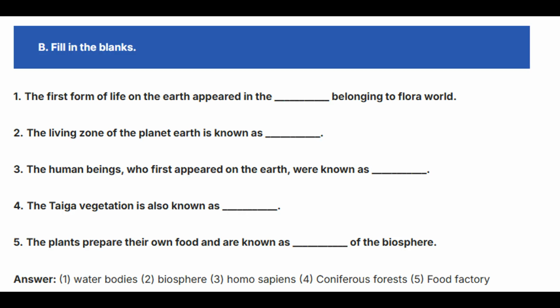Fill in the blanks. First, the first form of life on the earth appeared in the water bodies belonging to the flora world. Second, the living zone of the planet Earth is known as biosphere. Third, the human beings who first appeared on the earth were known as Homo sapiens. Fourth, the taiga vegetation is also known as coniferous forests. Fifth, the plants prepare their own food and are known as food factory of the biosphere.